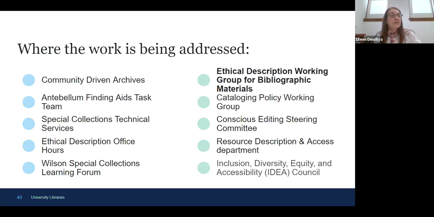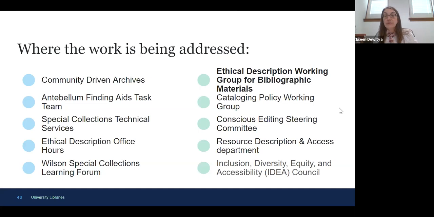Not only are we working across the university libraries, but we are working within a consortia and a shared catalog, which necessitates thoughtfulness, planning, and a shared understanding of inclusion, equity, accessibility, and diversity as it relates to description and identity. This is just one example, but you can see here how many groups we have addressing this work. Next slide, please.